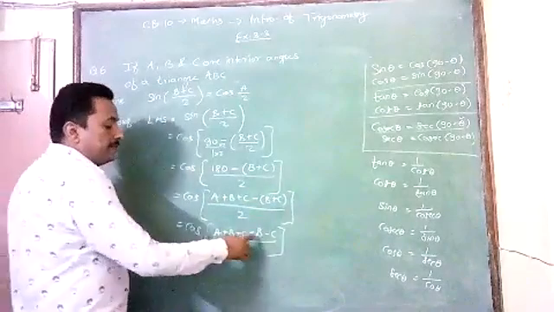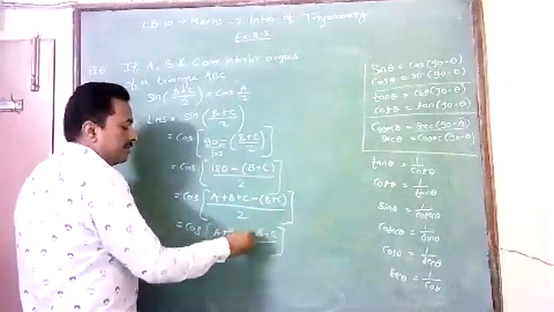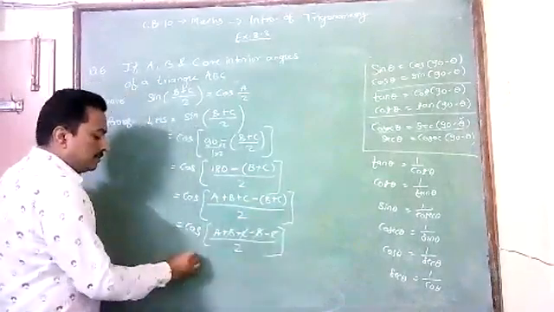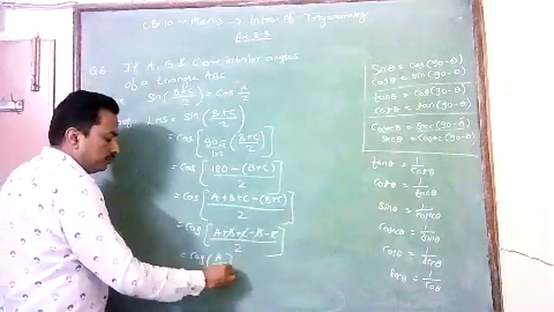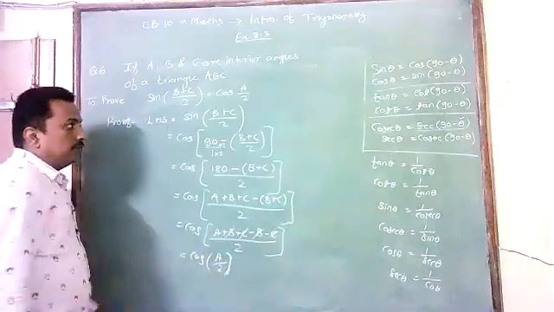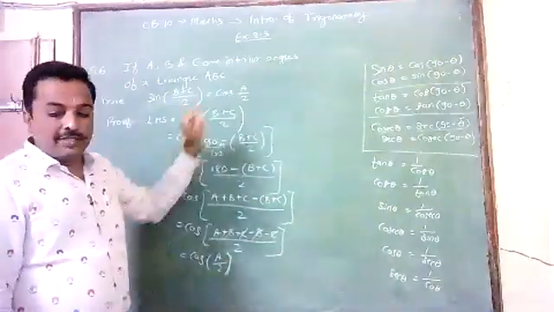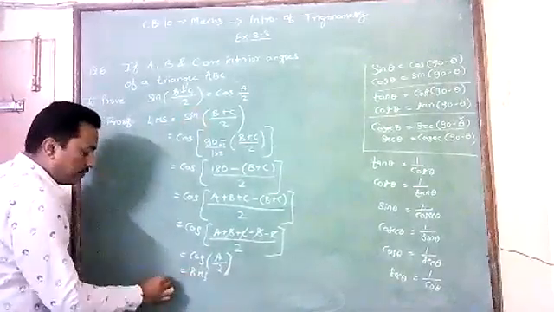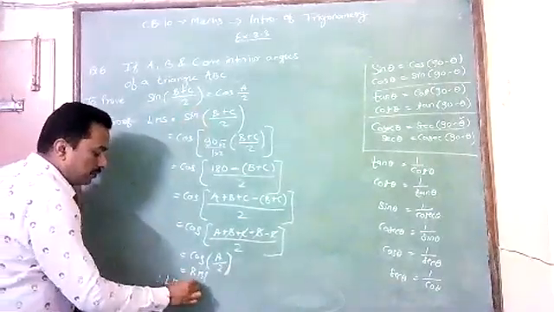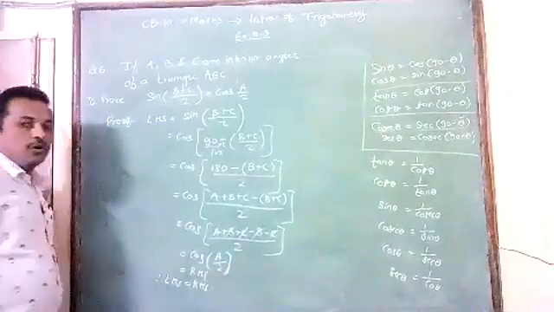Now B plus B minus cancel, C plus C minus cancel. So this becomes cos A by 2. And RHS is cos A by 2. Therefore, LHS is equal to RHS. Sum solved.